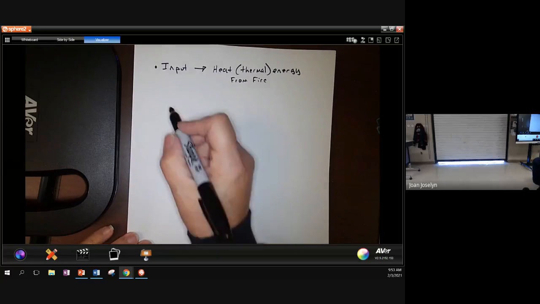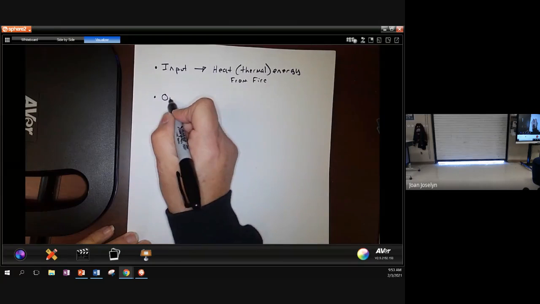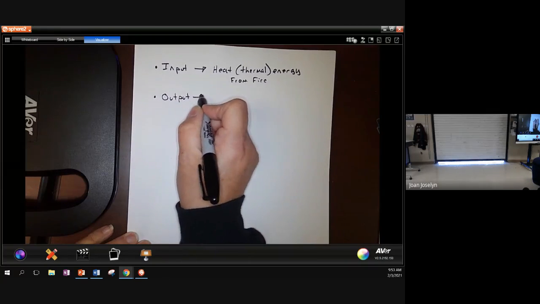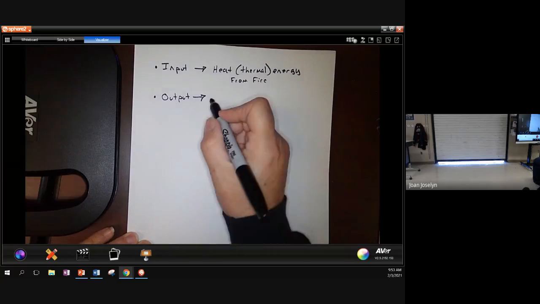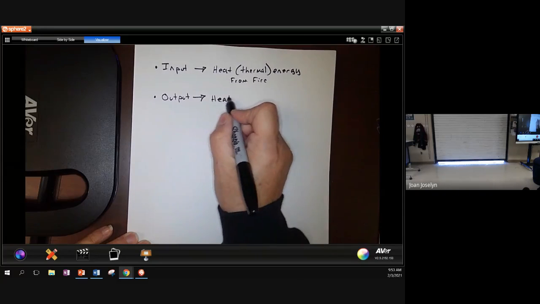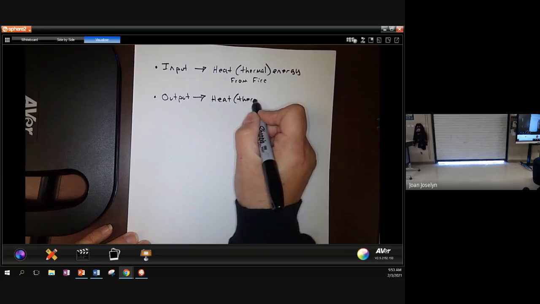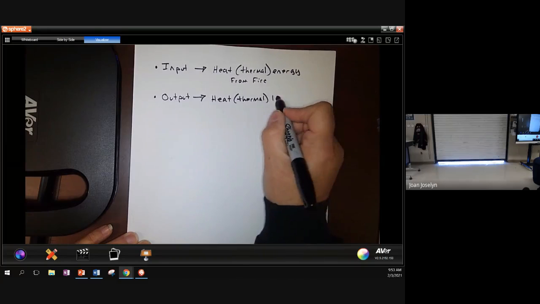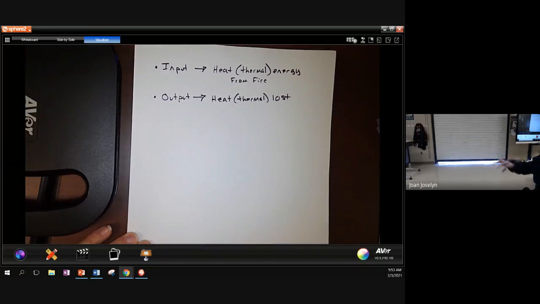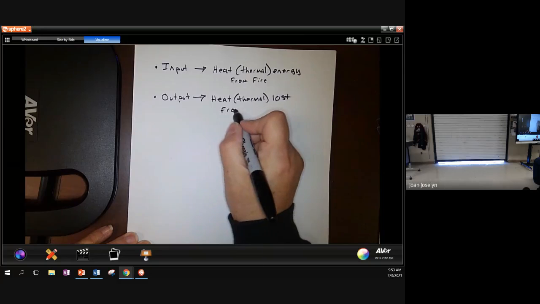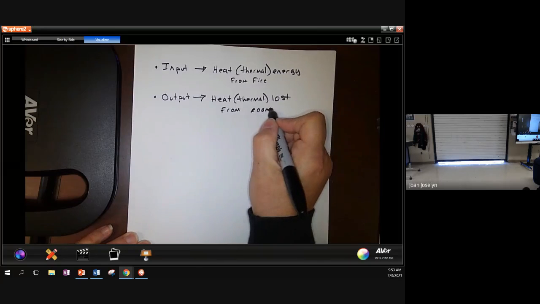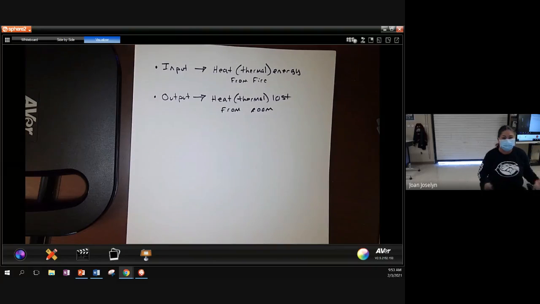Then just as the fire puts heat in the room, we lose it. So heat or something thermal is lost from the room. And that's because we have windows, doors, and just other places for air to flow through, which you need because you can't breathe that fire smoke all the time.